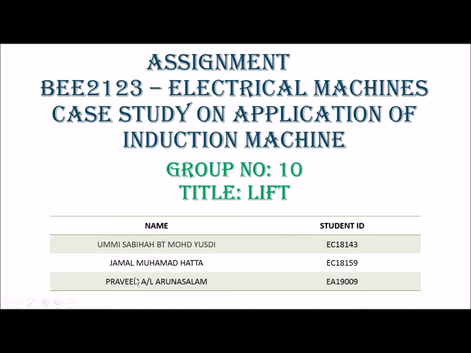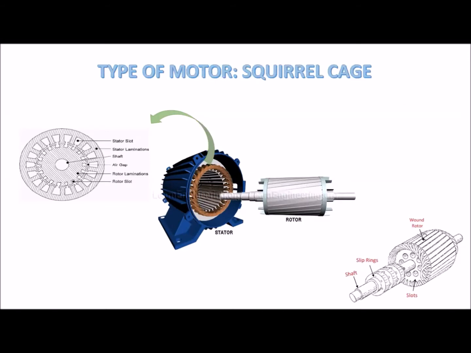Today, Ummi, Jamal and Praveen are going to present our assignment, Electrical Machines Case Study on Applications of Induction Machine. The title that we chose is Lift. The type of motor used in a lift is a squirrel cage. Why do we use a squirrel cage compared to the wound rotor?